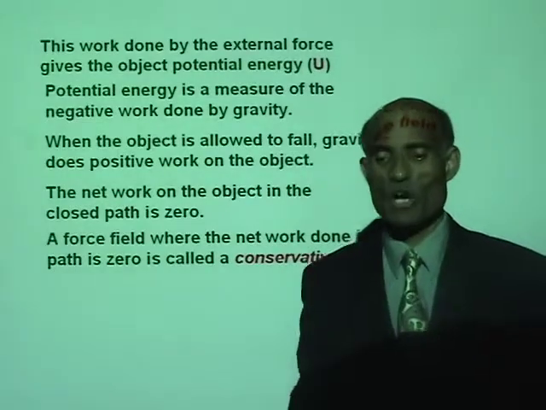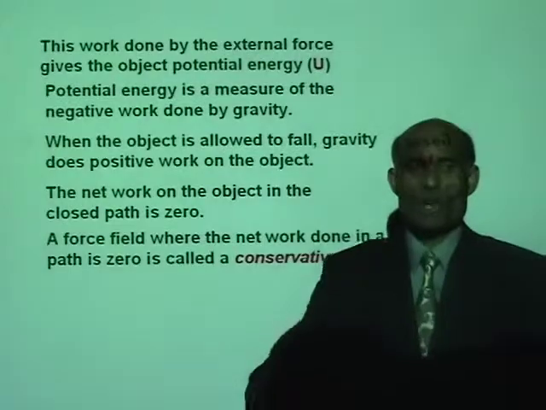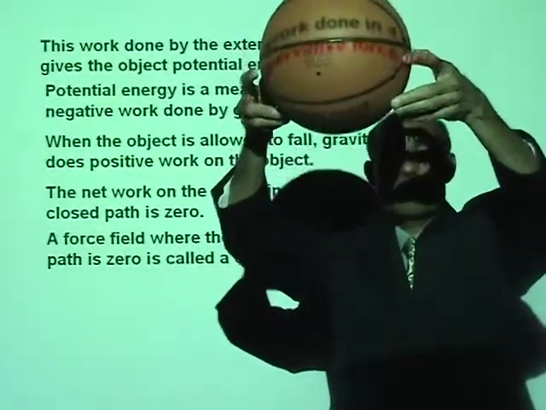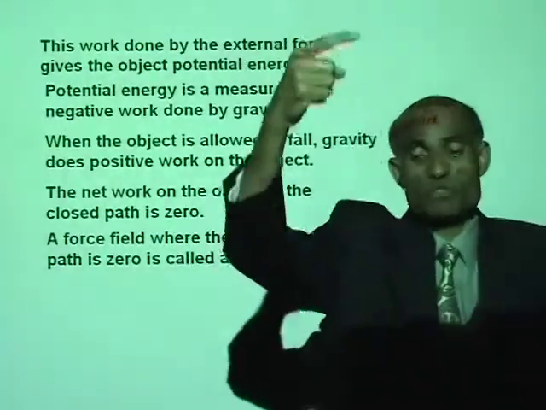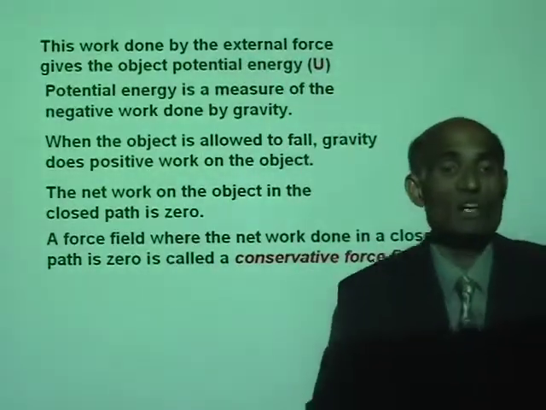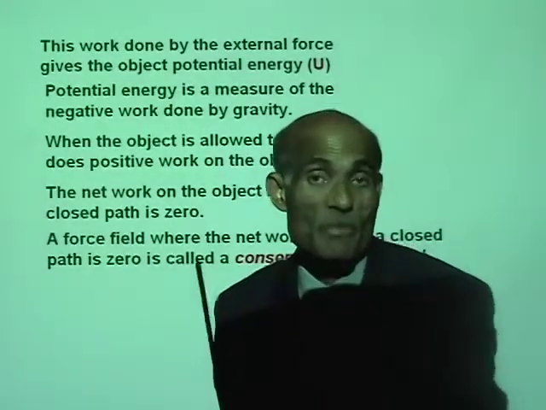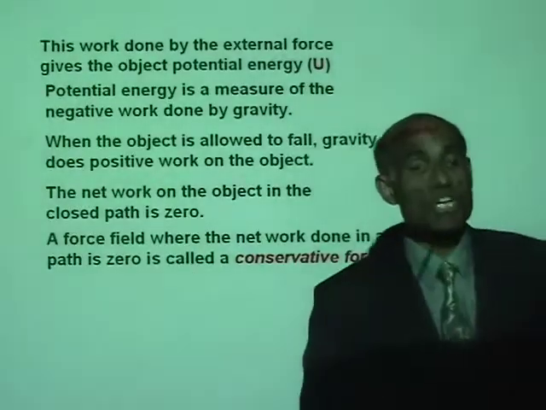Why? Because the net work done on an object, when the object is raised, gravity does negative work. When the object is dropped, gravity does positive work. The total work done in that closed path by gravity is zero. Therefore, the gravitational field is a conservative field.